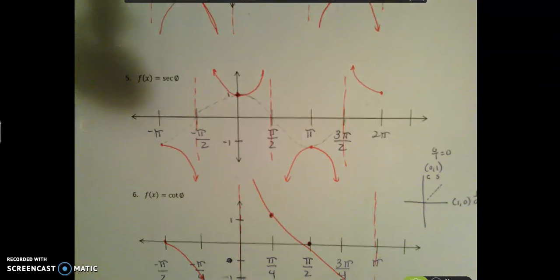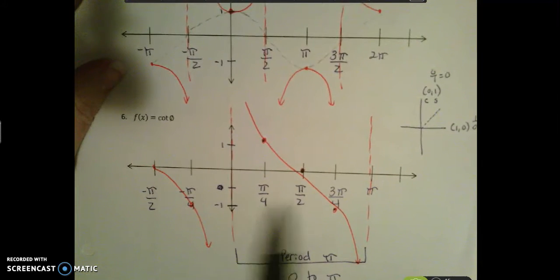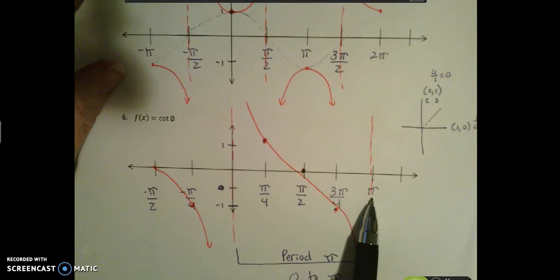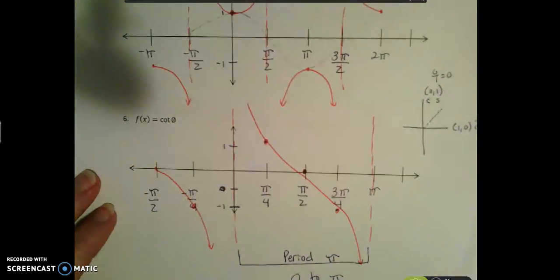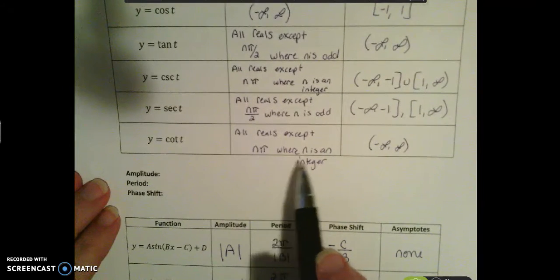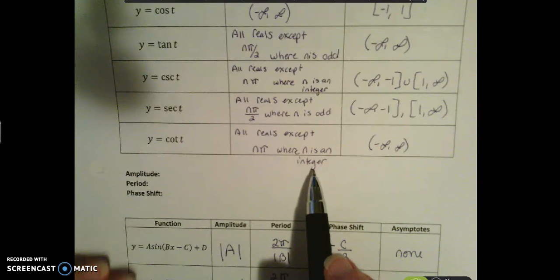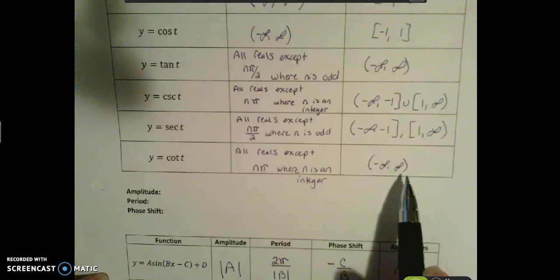Okay, and our last one, our cotangent curve. So the cotangent curve, again, we have asymptotes at all of our increments of pi. So our domain is going to be all real numbers except for n times pi, where n is an integer. Our range is going to be negative infinity to positive infinity.